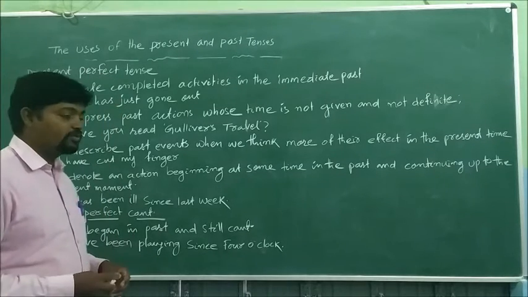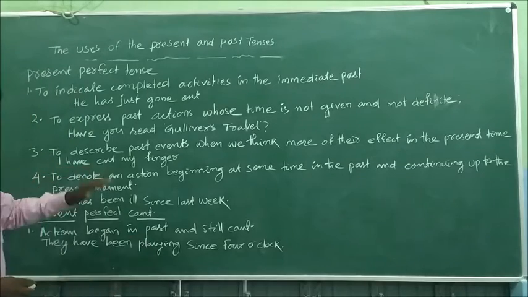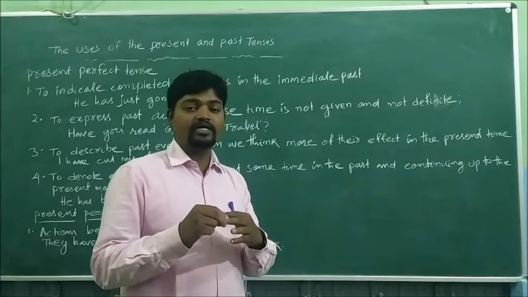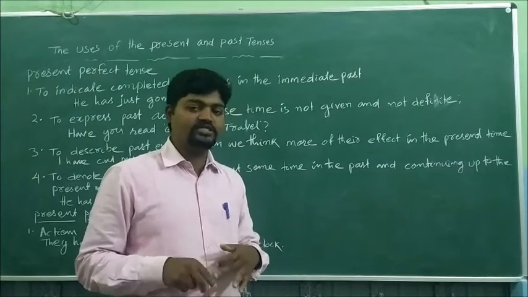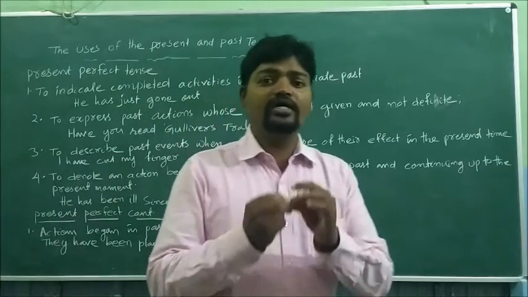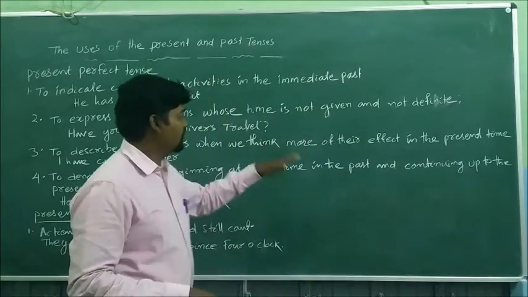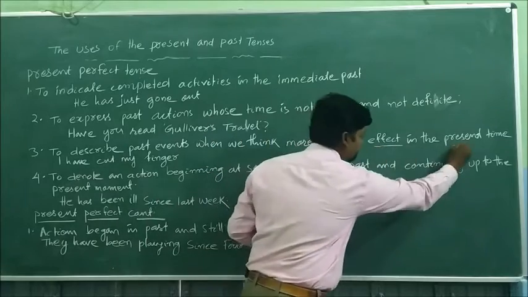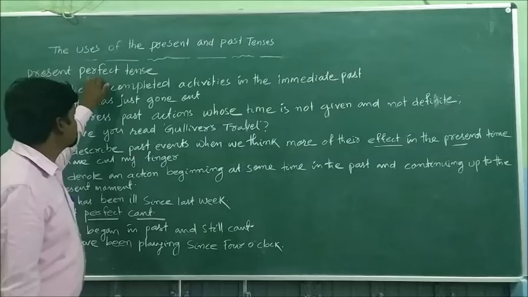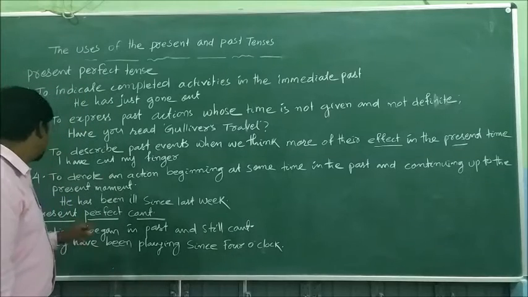Also, we use it to describe past events when we think more of their effect in the present time. Suppose, example, I have cut my finger. If I cut my finger, or I have cut my finger, then in the present, what do we feel? We get maybe bleeding or we get pain, yes or no? So, if the effect is in the present, at the time of speaking, then we use present perfect tense.